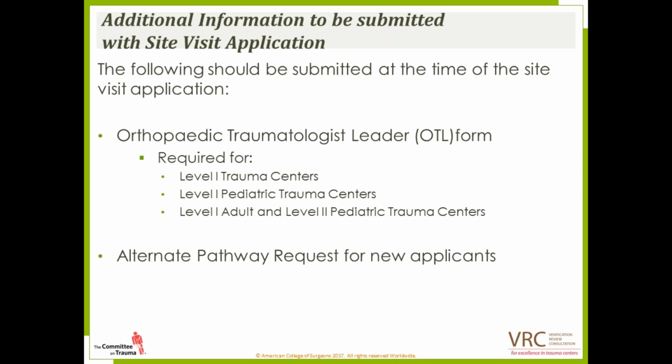The other thing you want to note on your application is the alternate pathway request for new applicants. If you've had someone at your facility go through the alternate pathway and they were approved previously, there's no need to provide us a copy of the CV. We do just want their name. However, for new applicants, you want to fill out the lower quadrant of the second page, so that way Rachel will follow up with you.